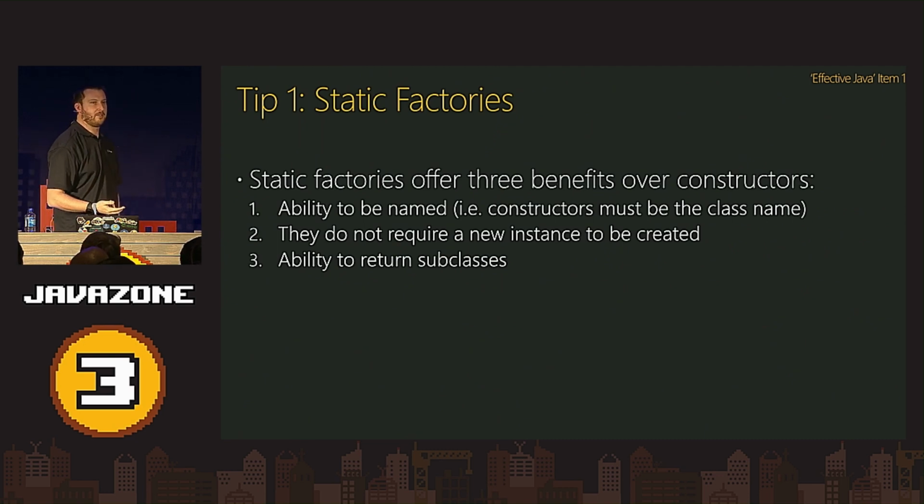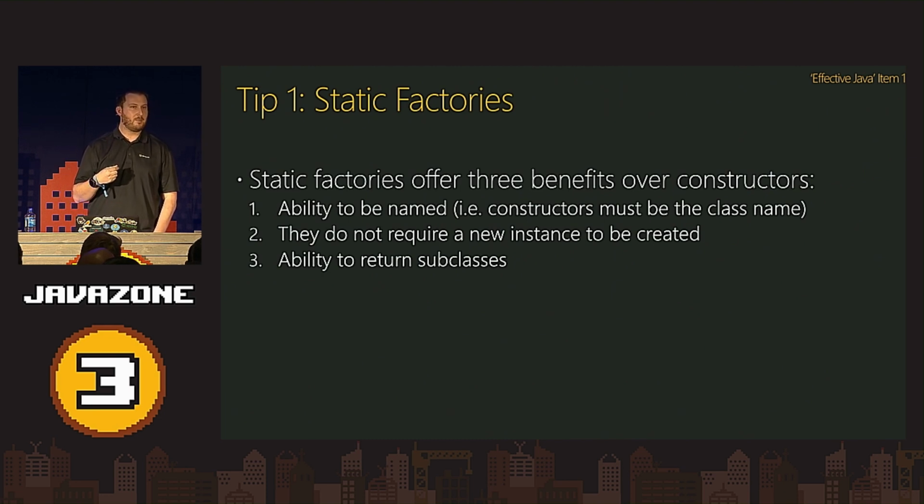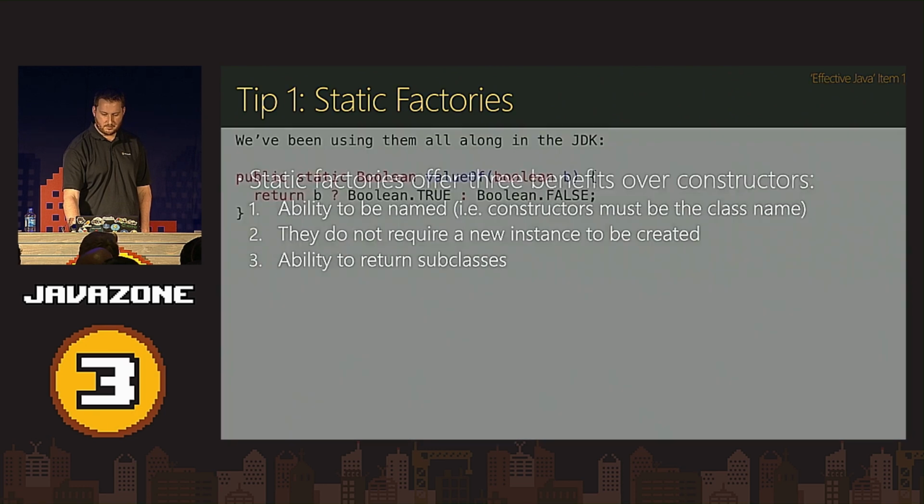Static factories are great because they offer 3 main benefits over constructors. They have the ability to be named. Obviously, a constructor has to have the name of the class. They do not require a new instance to be created. Obviously, if you call a constructor, you're creating a new instance of that class. And they have the ability to return subclasses. And obviously, if you call a constructor, you're returning an instance of that class. Sorry, about the second one, not requiring a new instance to be created: we can return, for example, a cached object, and we'll see that on the next slide.